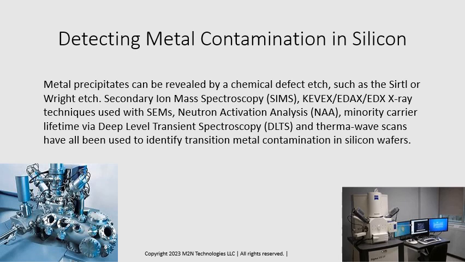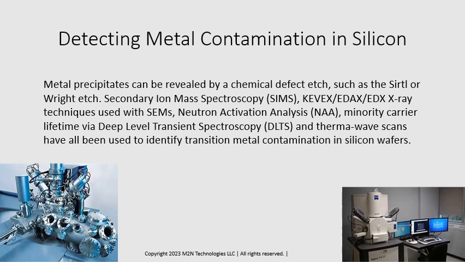Depending on the orientation of the wafer, Sirtl and Wright etches, you could see these precipitates will form at the surface where they nucleate. We often call them S-pits. You could see those, this white haze on a wafer. You could use EDX, secondary ion mass spectroscopy.